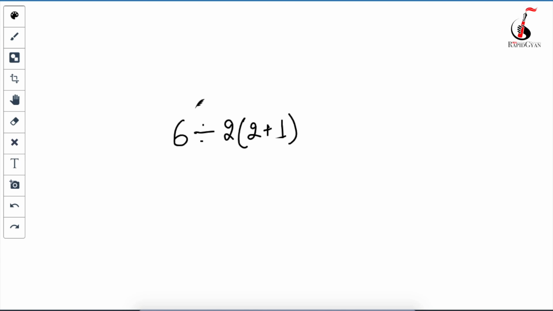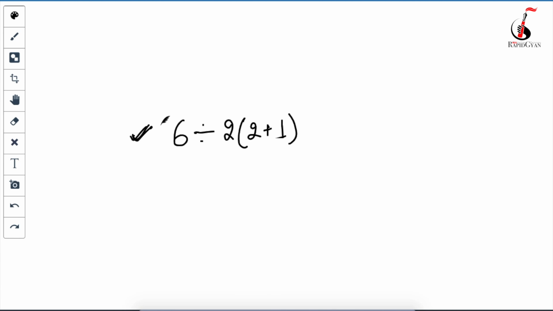What is the value of this mathematical expression? 6 divided by 2 in bracket 2 plus 1. Okay, so actually this maths problem has gone viral and received millions of comments on social media sites, whether it's Facebook, YouTube, G plus, Twitter and all that. So guys, in this video I am going to present the correct answer for this question.